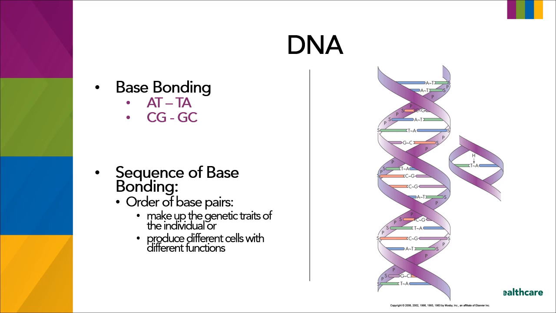Alternatively, they could have cytosine and guanine, or in order of guanine, then cytosine. So there's four possible ways for bases to bond on the rungs of a ladder. The order of the base pairs is going to make up the genetic traits of the individual or produce different cells with different functions.